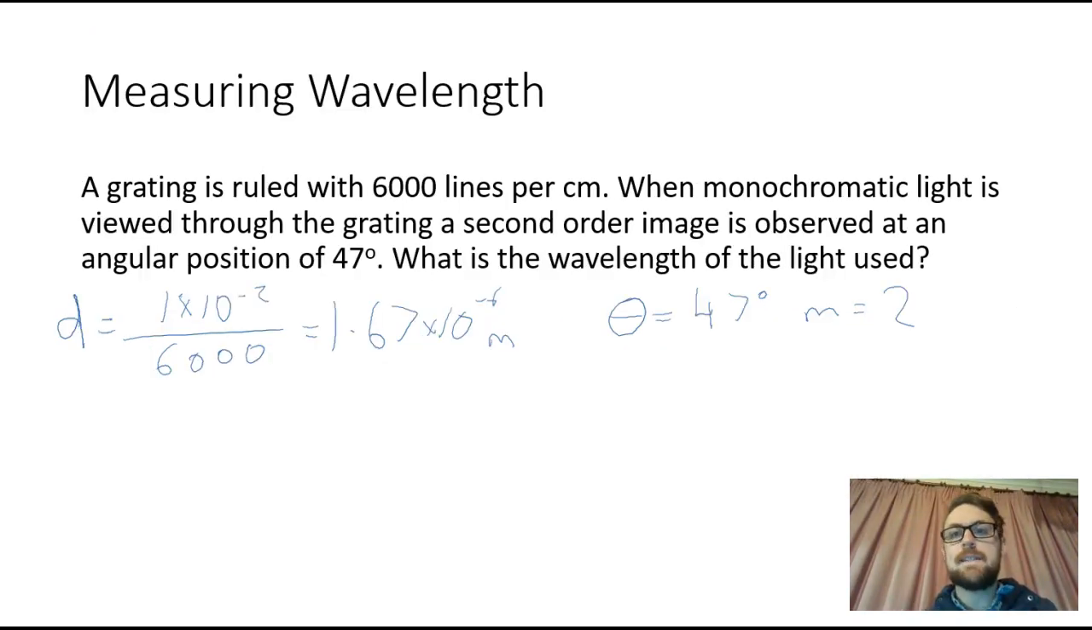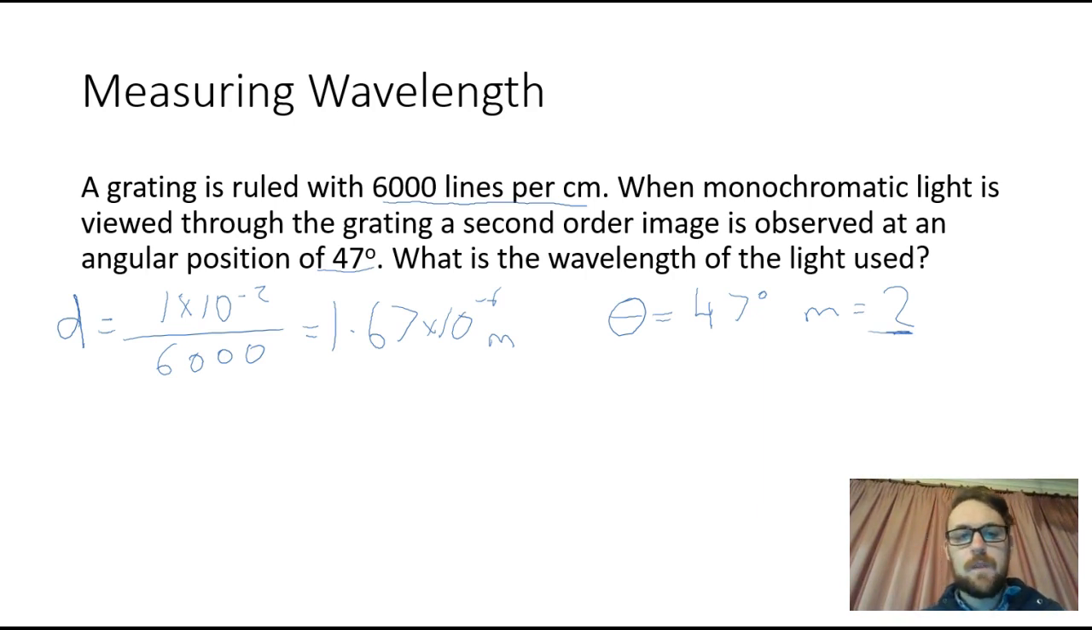We're also able to use this equation to measure wavelength. What we've got here is 6,000 lines per centimeter. So I've just changed that again. So 1 centimeter divided by 6,000 is 1.67 times 10 to the negative 6 meters. That's the separation between the slits. We've got our angular position of 47 degrees in our second order image.